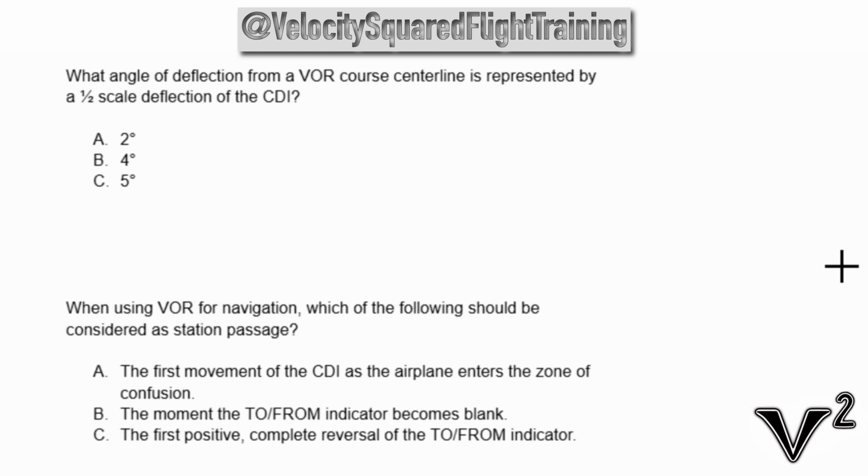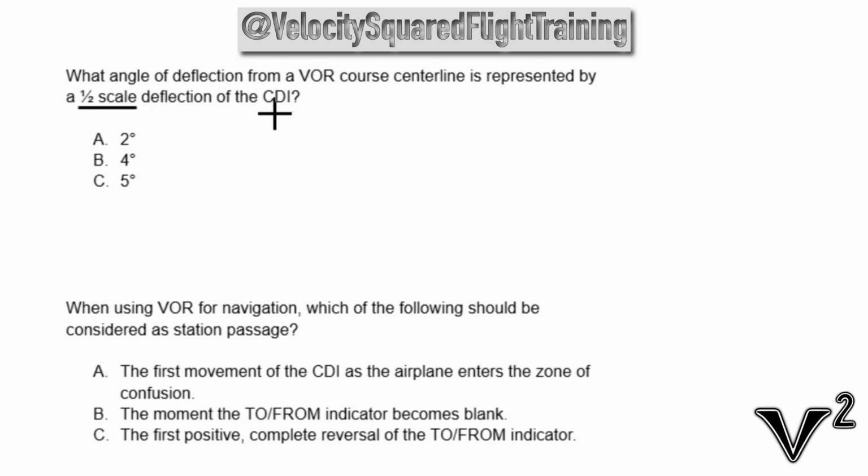Okay. We're going to end with 2 of these kind of rapid fire ones. So we're going to do: what angle of deflection from a VOR course center line is represented by a half scale deflection? So in order to answer this one, this is just a memorization question. You have to know full scale is 10 degrees. Okay.